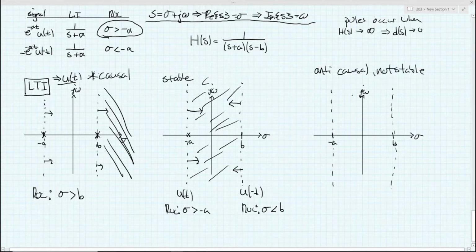Right? If it's anti-causal and it's not stable, well, if it's not stable, the j omega axis is not included in it. If it's anti-causal, that means we're not right half plane. Let's write right half plane here. If it's anti-causal, we're going to be left half plane, which means that the signal associated with the pole at negative A is going to be anti-causal, right? And the signal associated with the pole at B is going to be anti-causal. Oh, I forgot that negative sign in there.